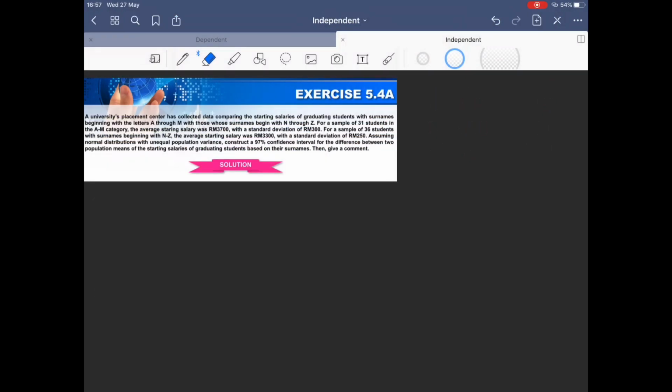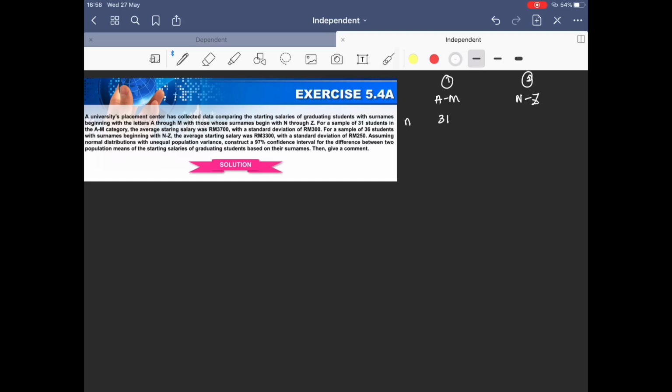Exercise 5.4a. University Placement Centres collected data comparing the starting salaries of graduating students with surnames beginning with the letters A through M and those beginning with N through Z. So there are two samples here. First sample, surname A through M, and the second sample, surname N through Z. For a sample of 31 students, so that one is the sample size in the A to M category. So sample size for A to M is 31.